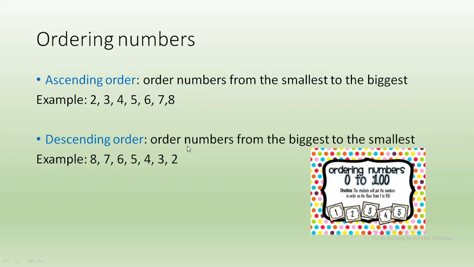Descending order, you order numbers from the biggest to the smallest. For example, now let's rearrange the numbers that we arranged in ascending order. Let's start with the biggest number: 8, 7, 6, 5, 4, 3, 2.